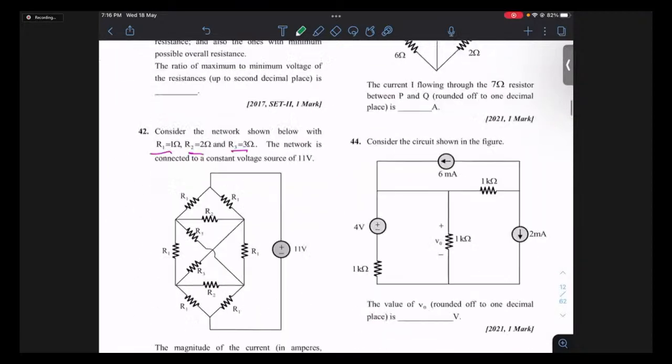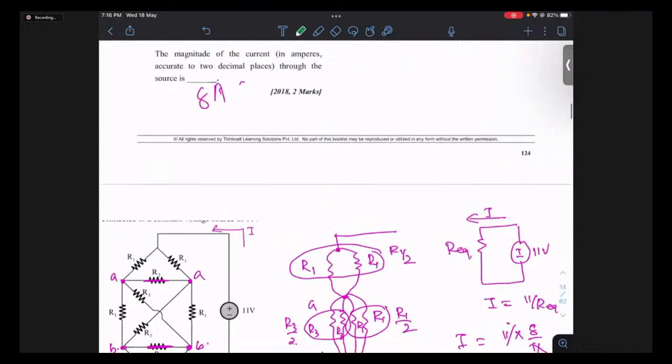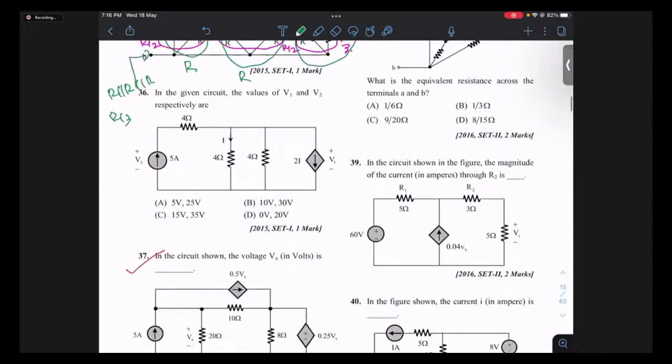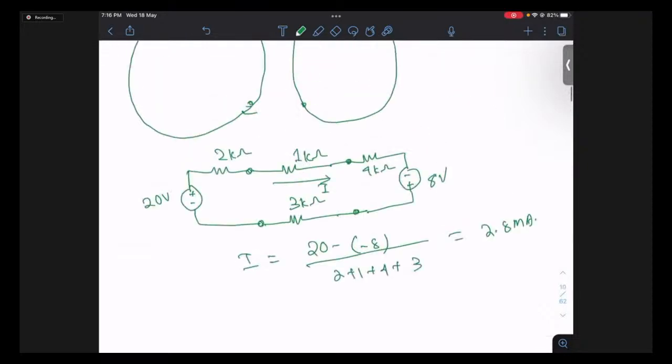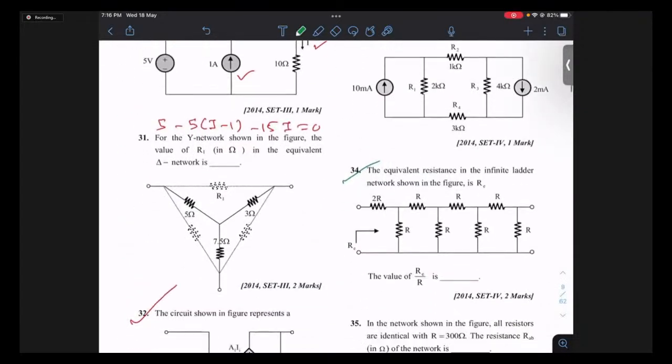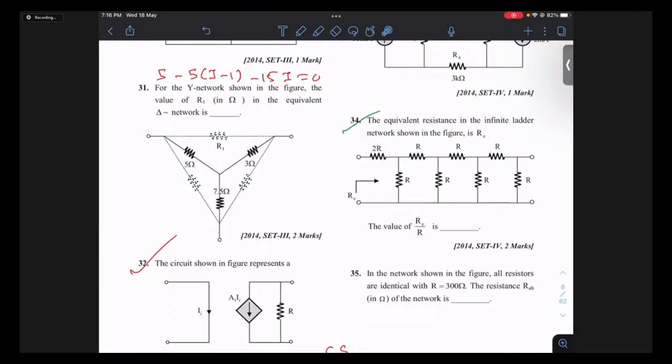Okay, right? So this is the solution of this problem. Like this, every year you find questions from this segment. So you see this question also you can easily answer. Question number 31. For the Y network shown in the figure, the value of R1 is how much? This question is based directly on a formula. You know what? Star to delta. Star is given, we need the elements of the delta.